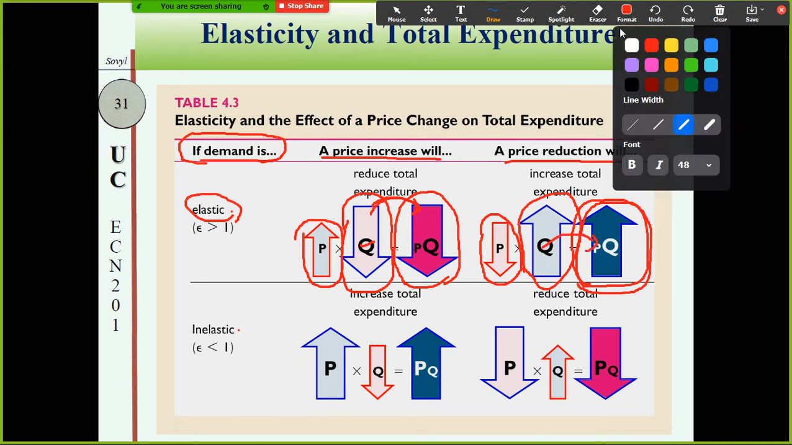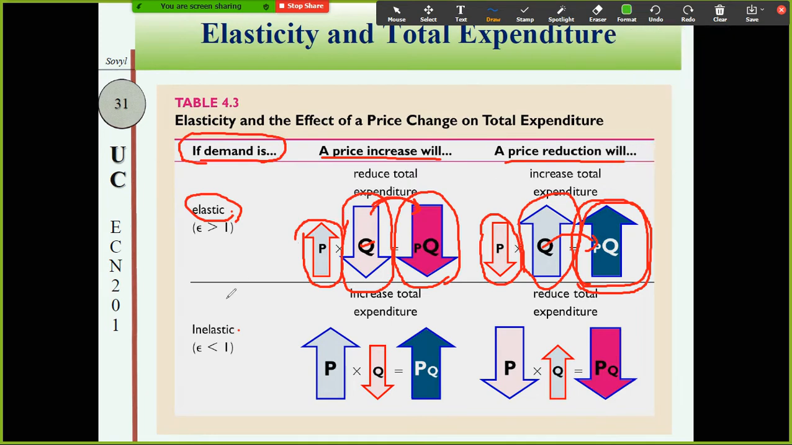However, in the other condition, if the demand becomes inelastic and the price increases by a lot, the consumption drops only a little bit. As a result, total expenditure is affected by the price. The total expenditure is influenced by the price. Okay, influenced by the price.